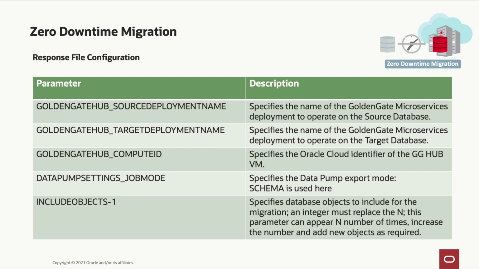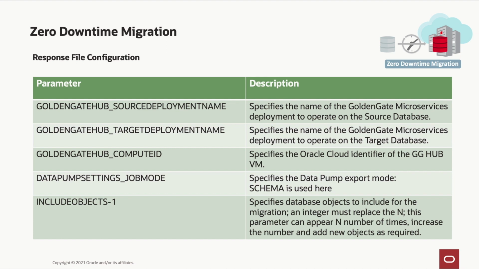Now we also have the GoldenGate hub source deployment name, which specifies which of the microservices is going to operate on the source database, and the GoldenGate hub target deployment name, which specifies which of the GoldenGate microservices is going to work on the target database. Then the compute ID for the GoldenGate hub, which is the cloud identifier for the GoldenGate hub, and the Data Pump set job mode, which tells ZDM which type of Data Pump export mode is going to be operating. In this case, we use schema mode.